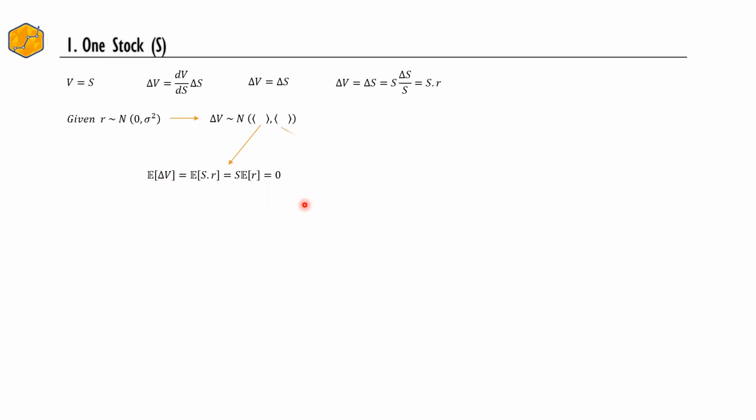Okay? The other guy comes from variance algebra. What is the variance of delta V? Simple, variance of S times R. S will come out as S square times variance of R. Variance of R from the assumption is sigma square.